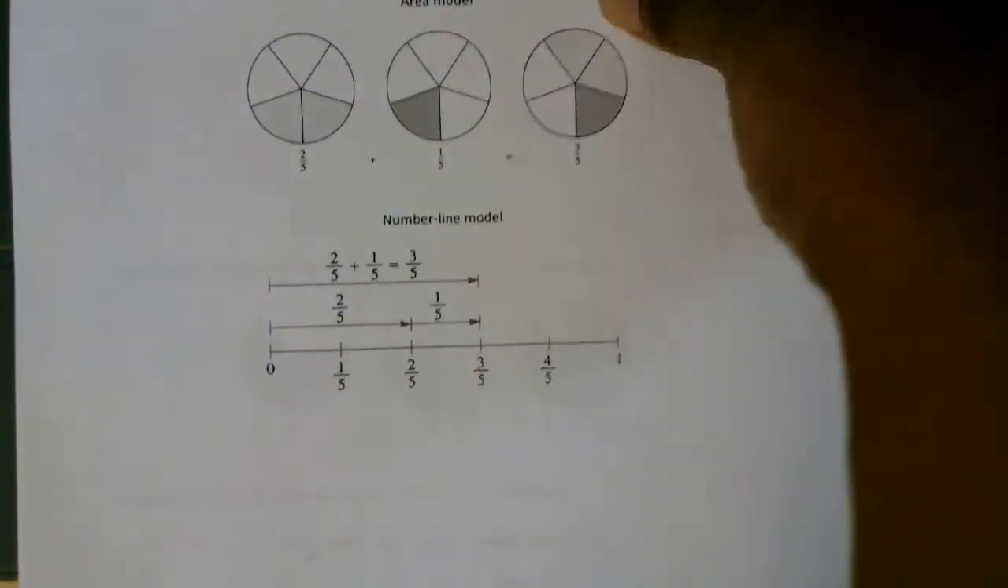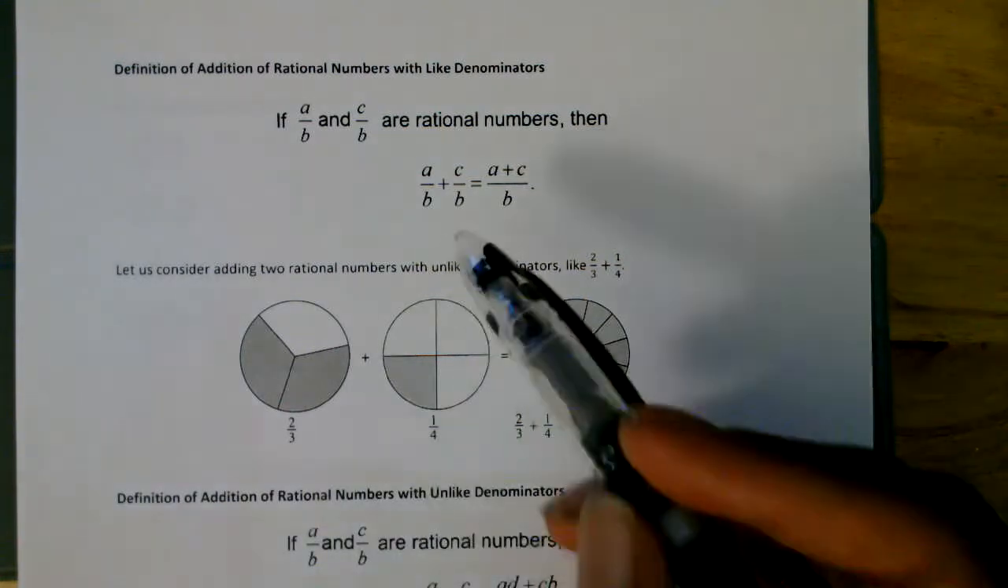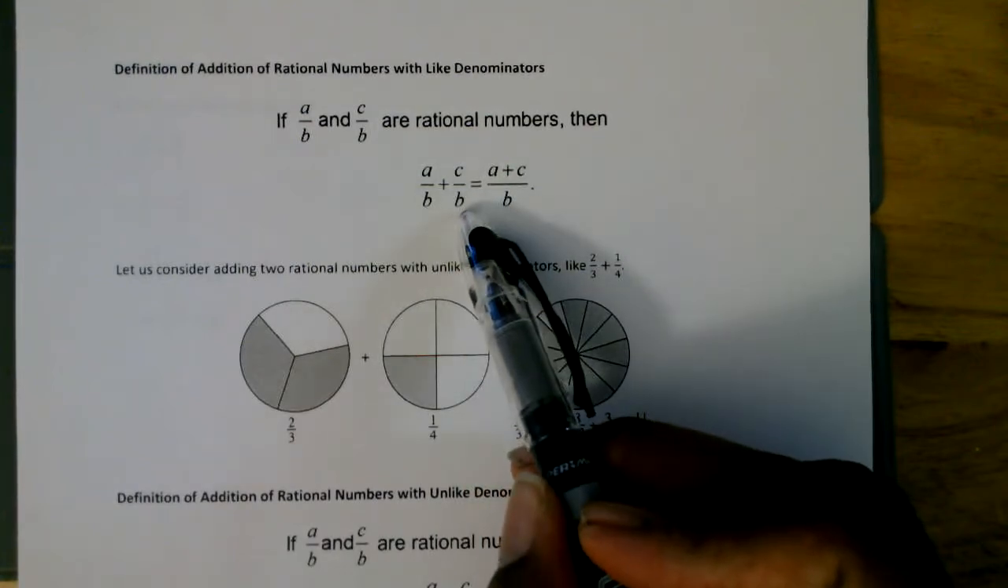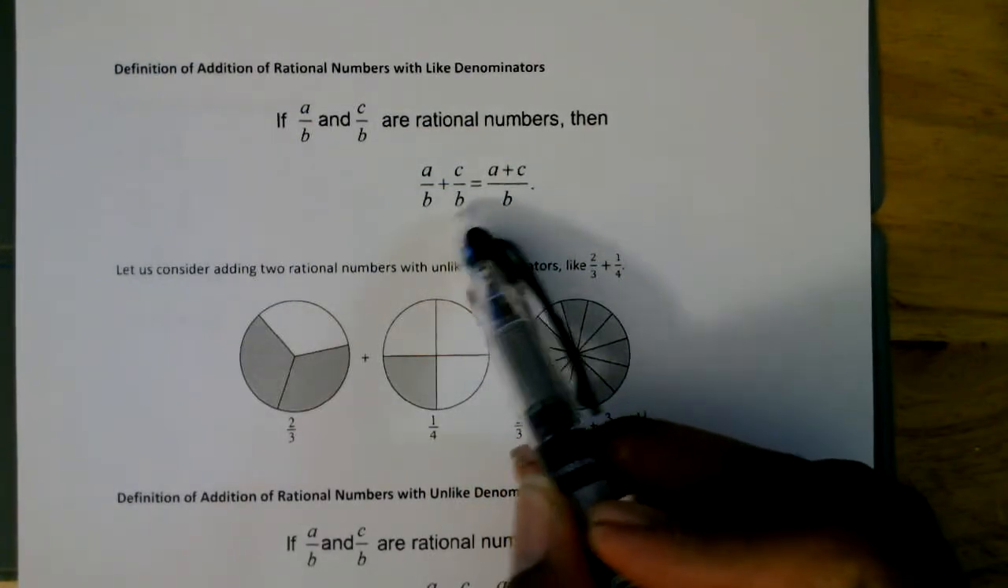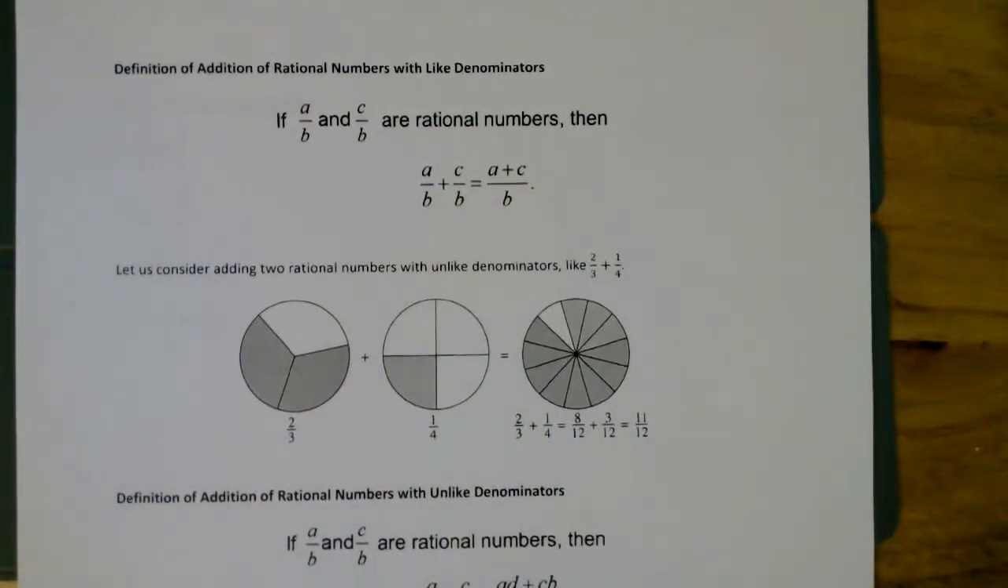All right, next we'll look at the definition of addition of rational numbers with like denominators. Let's say if A over B and C over B are rational numbers, then in this case your denominators are the same, A over B plus C over B. In this case, it'll just be this: we add the numerators, A plus C, and keep the same denominator.